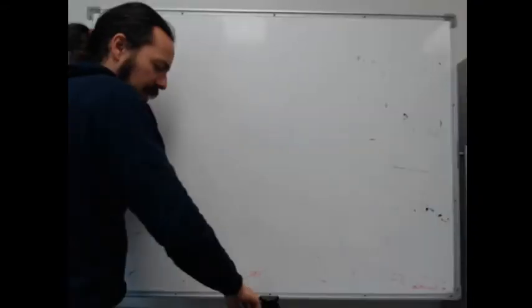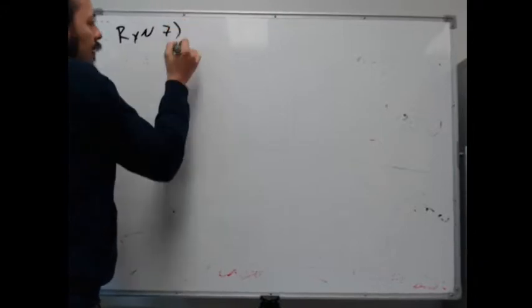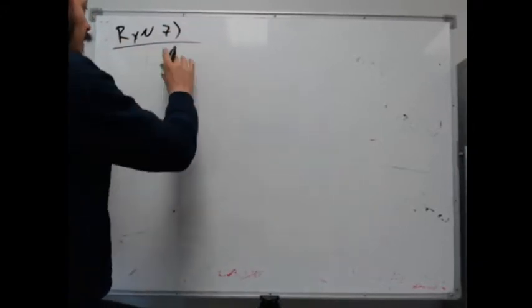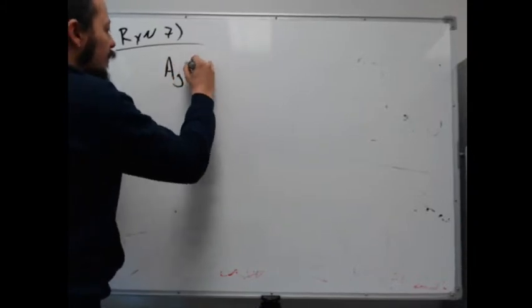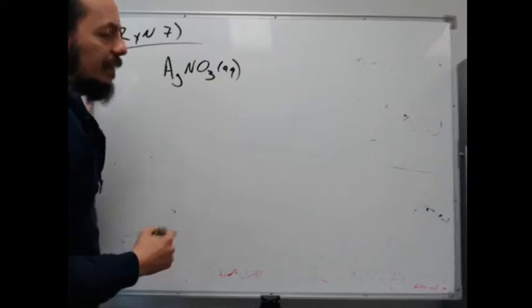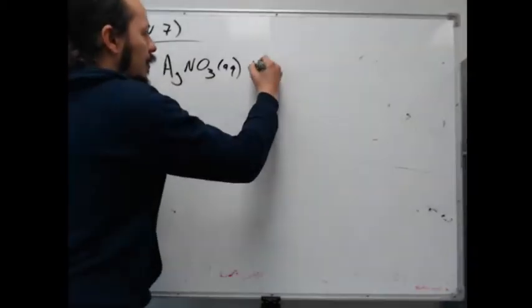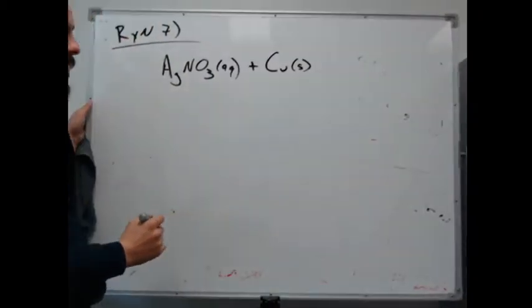And we're looking at another reaction that we're going to be doing, reaction 7. That's silver nitrate reacted with copper wire. So we've got silver nitrate, which is going to be an aqueous solution, reacting with copper wire. That's going to be a solid.